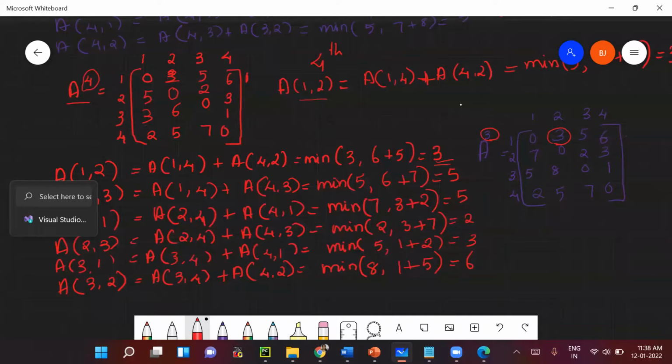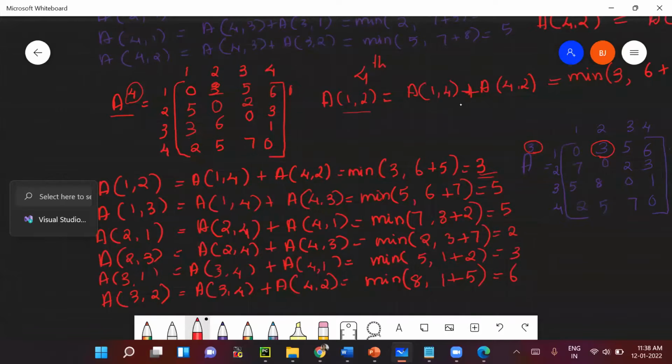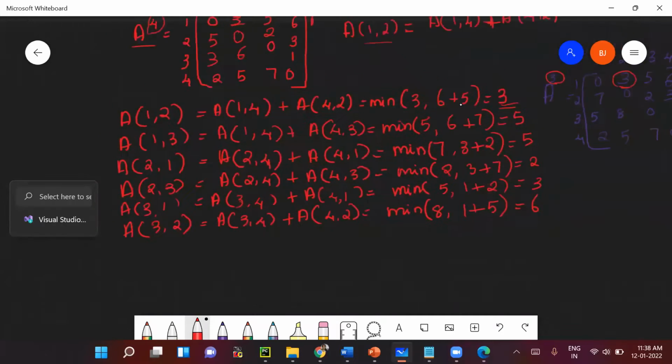Now which is the cell which is left out? That is 1, 3. Now you should be very careful when you are writing 1, 3. For 1, 3, I didn't have any value, so I will be calculating using the intermediate vertex, the fourth vertex. So this will be taking time.